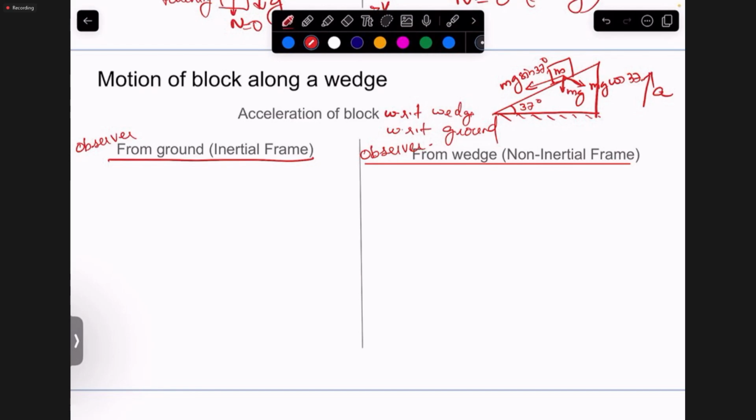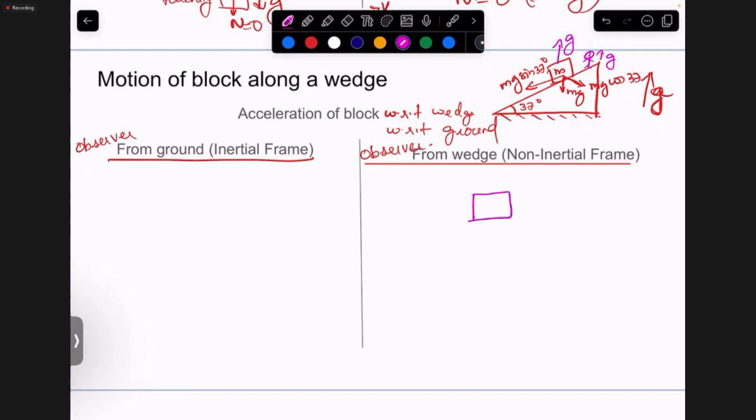Let's take this a to be g. So this wedge is moving with an acceleration g upwards. Whoever is standing on this wedge will also be moving with an acceleration g upwards, right? This block is also moving with an acceleration g upwards, right? So what will happen is, for this block with respect to the wedge, I will draw.